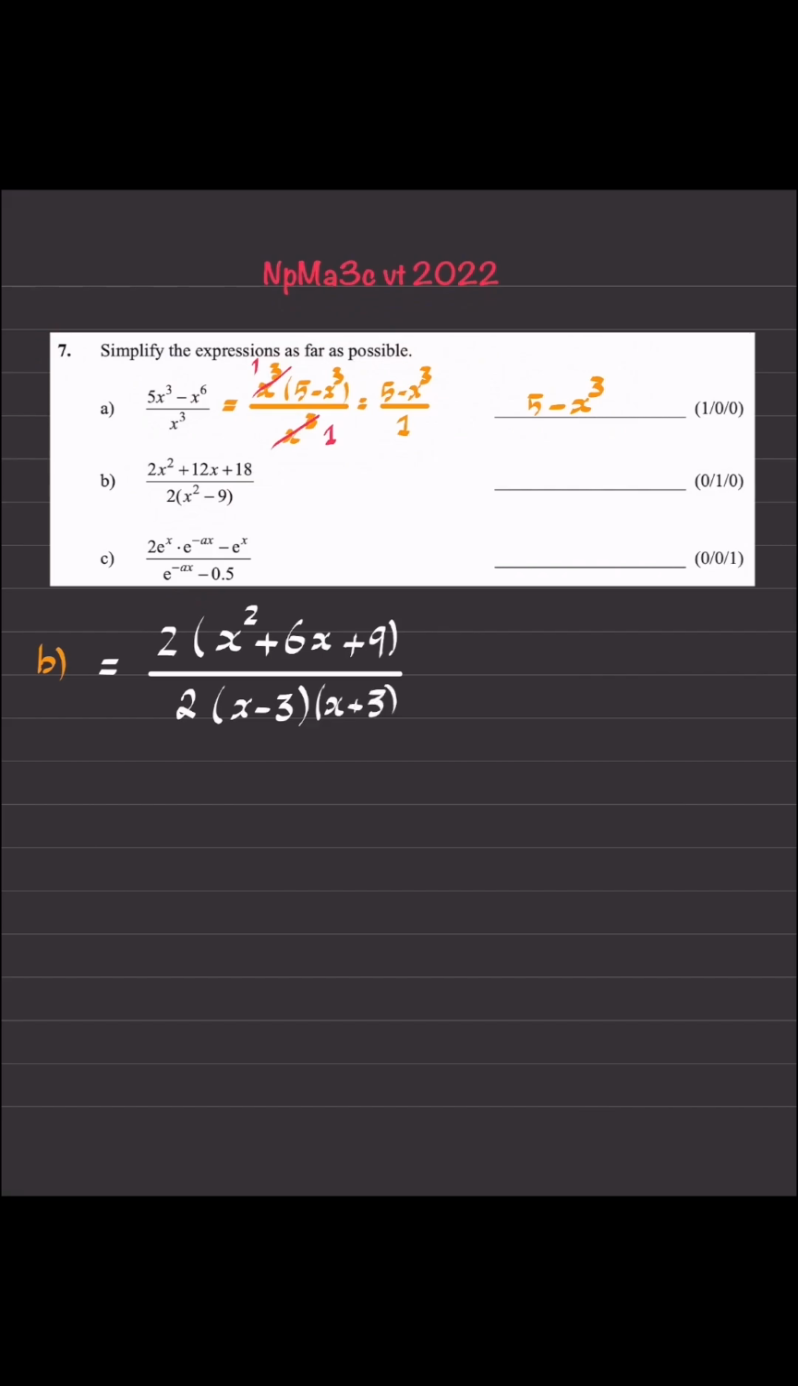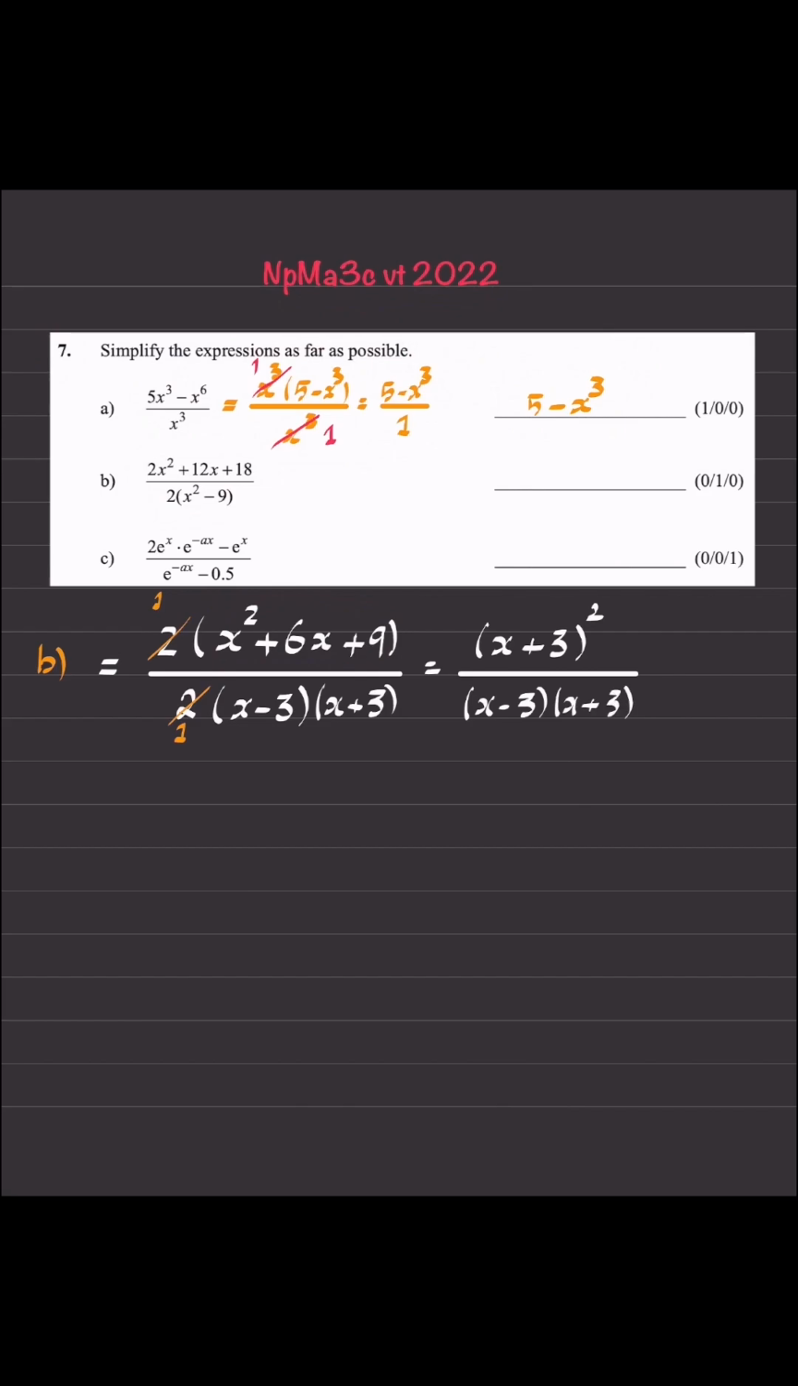But so far, the only thing that I can simplify is this common factor of 2. So I simplify them. But if you look closer, you will see that this is also a pattern. That's a squaring pattern. So what can I do? I can write it as (x plus 3) to the power of 2, and the denominator is still (x minus 3)(x plus 3). Yes?